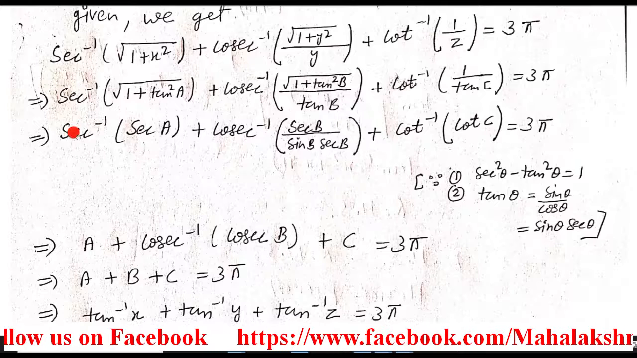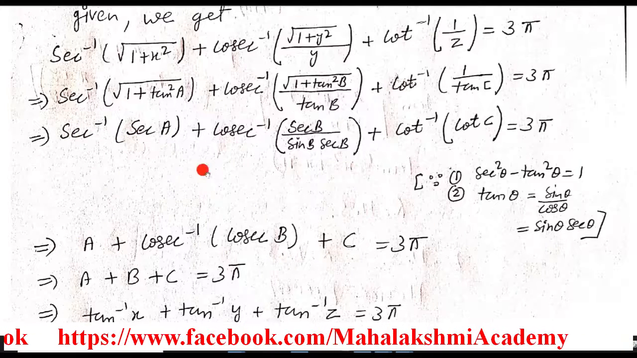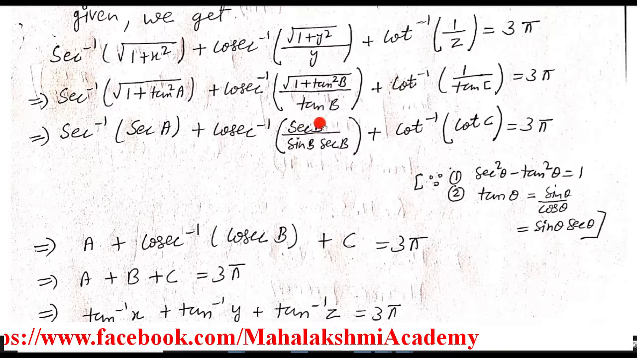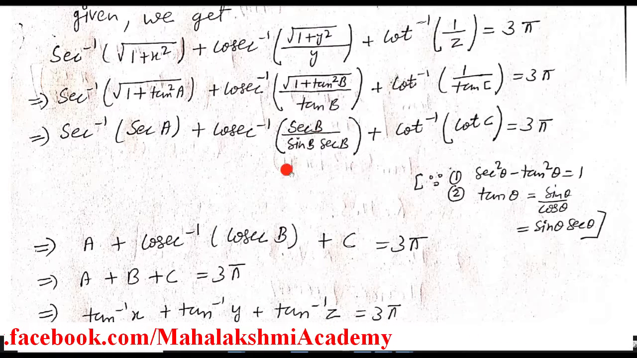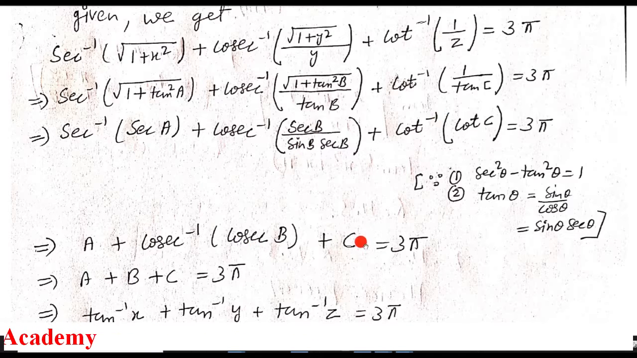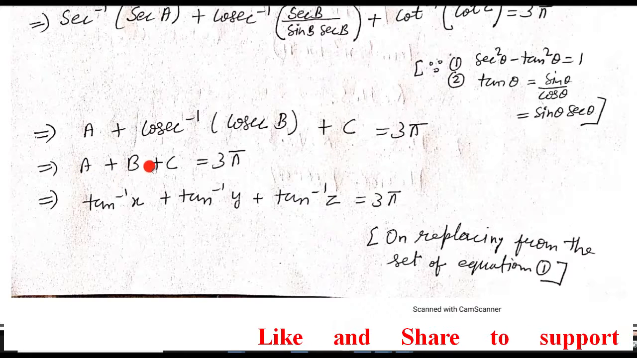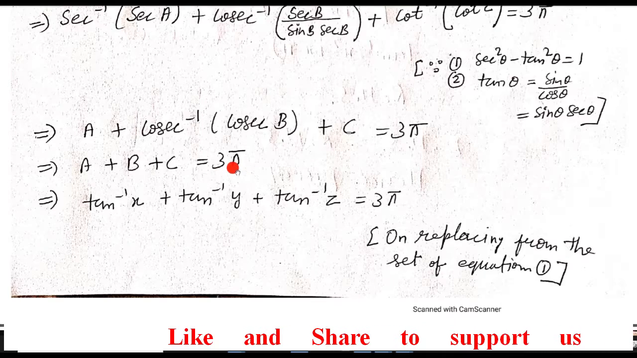Now in the next step, this sec and sec will remove each other, so only a will remain here, and here sec b and this sec b will cancel each other, and this 1 upon sin b we can write as cosec b, and cot will remove, and we are left with c. Now in the next step you can see cosec and cosec will remove each other, so we are getting only b. So finally what we got? A plus B plus C is equal to 3 pi.